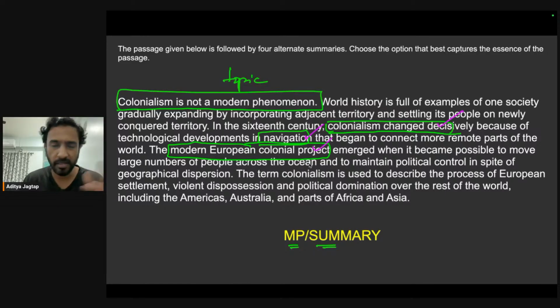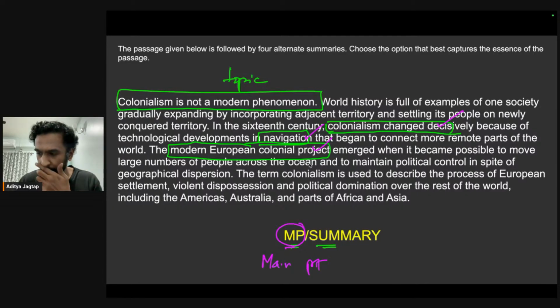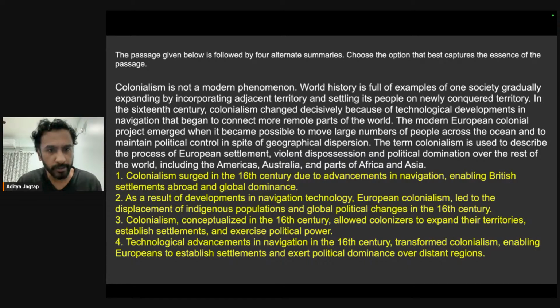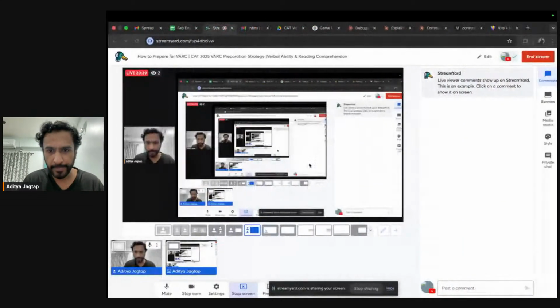For now, let's not get into details like "about topic A, author says B." Some of you may have seen my other classes in which I've discussed the question in that light, but we'll get to that later. Right now, I want to focus on strategy. So this is the topic, and this is the main point of the author. Now go through these four options and figure out which of them is the best summary. Please get started.